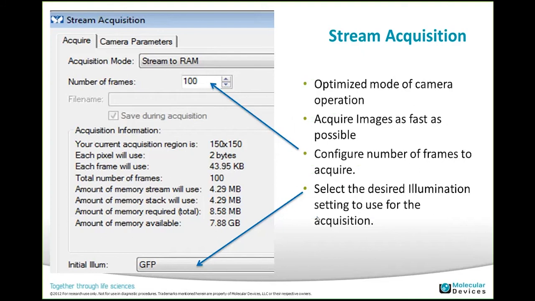In the stream, the first thing you choose as far as the acquisition mode is whether it's stream to RAM or stream to hard drive, and you specify the number of frames. If you're not doing wavelength streaming, then you just do a single illumination setting, a single wavelength. Based on the number of frames you're acquiring, it tells you how much memory that's going to take and how much memory is available. If you set the stream too large for the amount of RAM that you have available, you'll get a warning sign. You won't be able to do the acquisition.